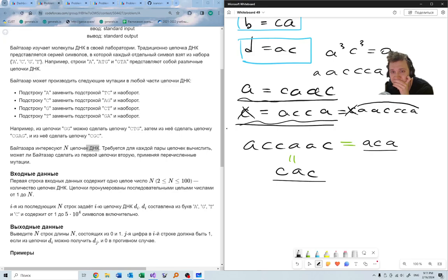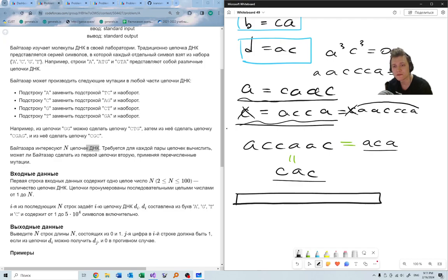What can we do? So assume that we have some long string and we want to make it canonical. So first of all, of course, if we have CAAC somewhere, we can remove it. Also, for example, if we have CAC, we can replace it with ACA. So we have no CAC and CAAC.